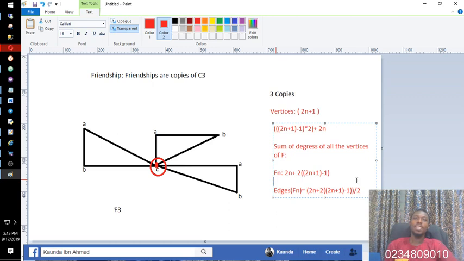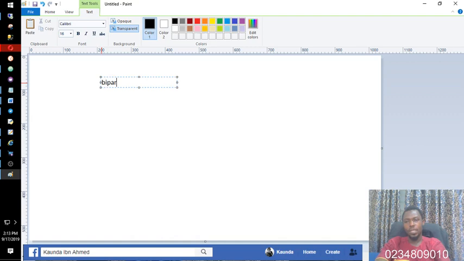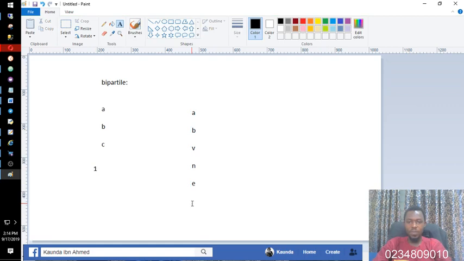The other one is bipartite, like two sets of graph. Bipartite, two sets of graph. Let's say you have point A, point B, and then point C. Then we also have another set of graph, with other points. So if this is graph 1, and this is graph 2.